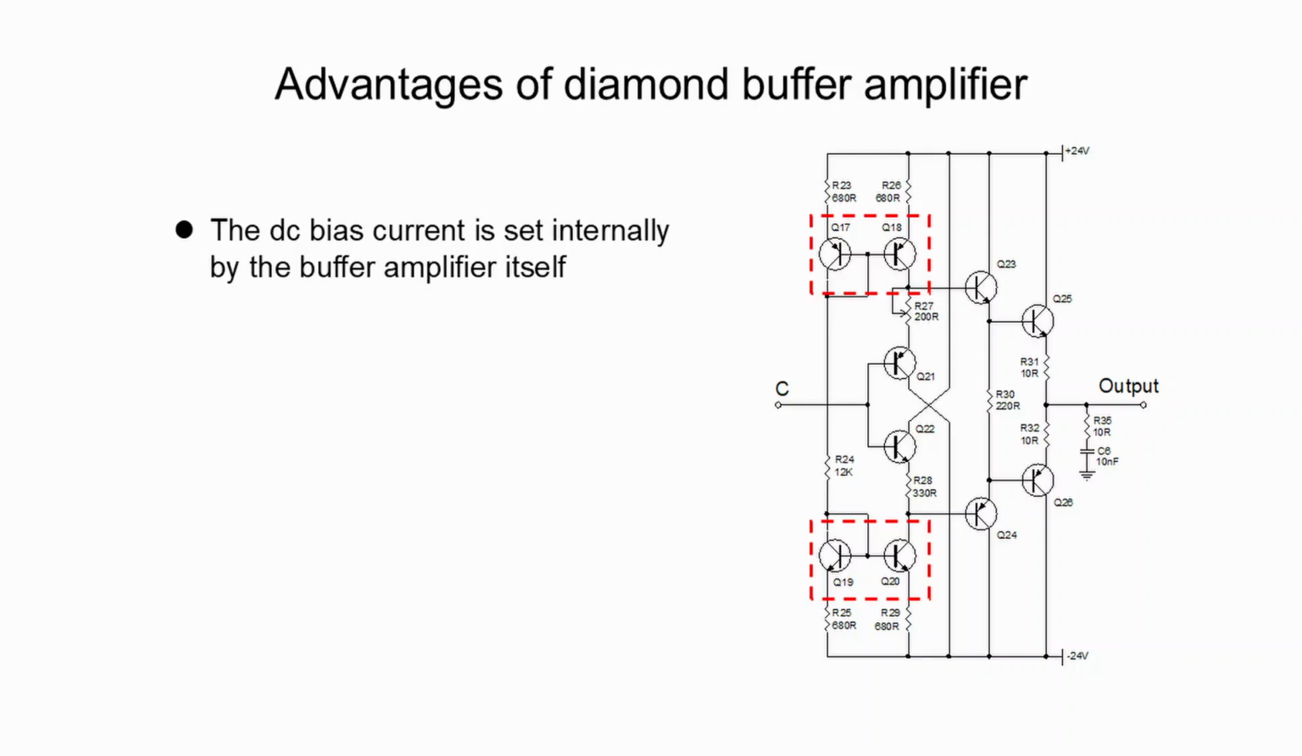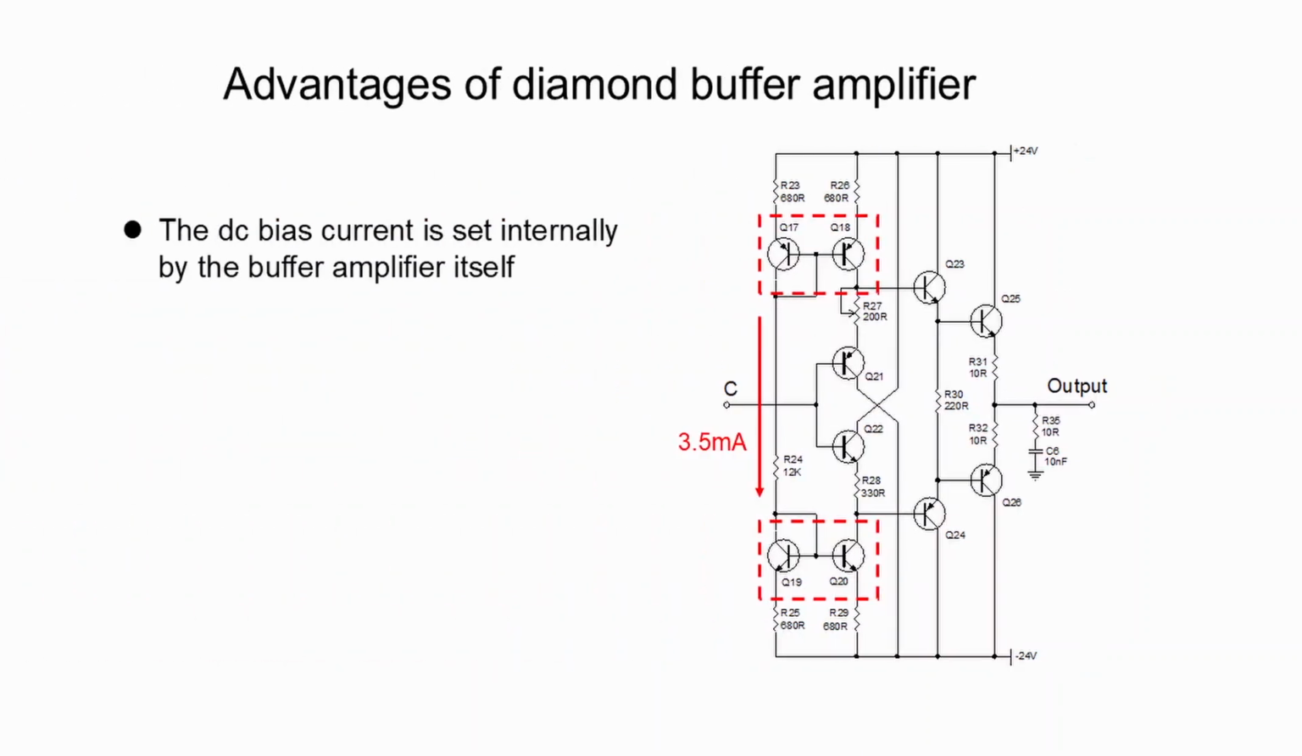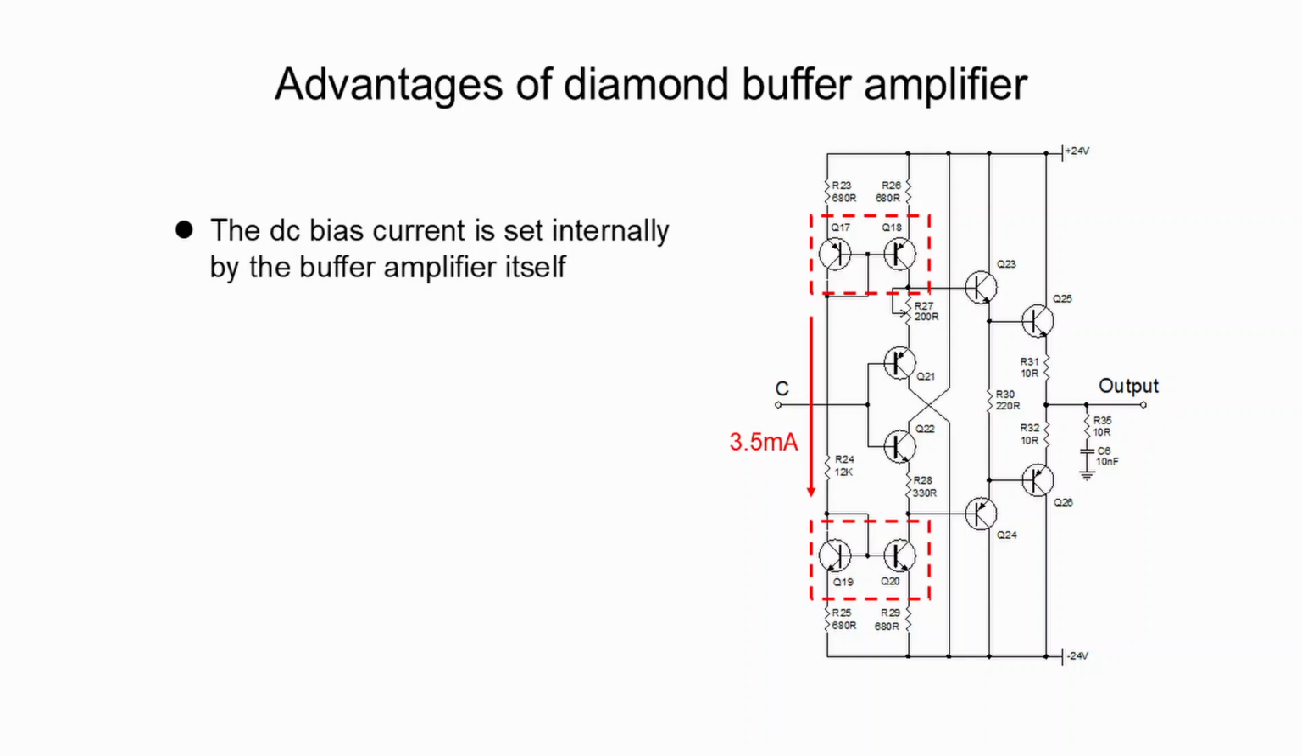The current source on the top is formed by transistors Q17 and Q18. The other current source on the bottom is formed by transistors Q19 and Q20. Since these two current sources are connected through resistor R24, they are running at the same current of 3.5 mA.